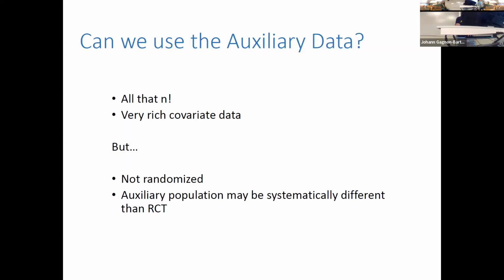Anyway, so here's the big question that we're going to be looking at: can we use all of this auxiliary data? So the first instinct is, oh, there's so much of it, such a huge sample size, and we've got really rich covariates. But on the other hand, all of this auxiliary data is not randomized, in other words, not randomized for treatment or control. And beyond that, this auxiliary population might be systematically different than the RCT.